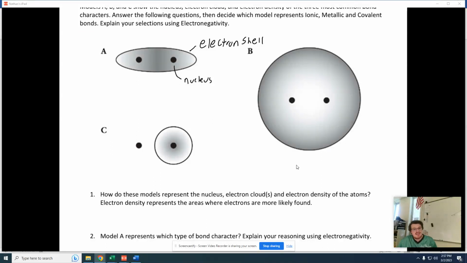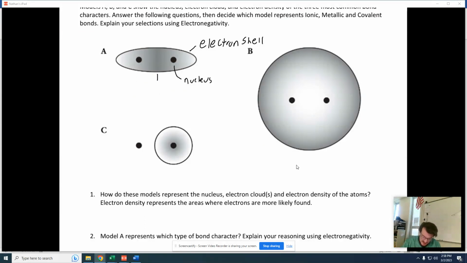And then the last thing asks us about the electron density, and then tells us that electron density represents the areas where electrons are more likely to be found. So as you look at each of these images, hopefully you can pick out that there is a gradient, which means there's a section where there's a lighter color going to a darker color. And what we should see is that the darker the color is, that corresponds to a higher electron density.